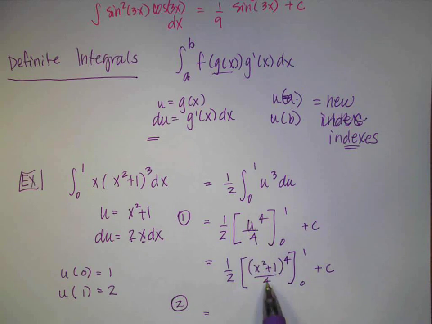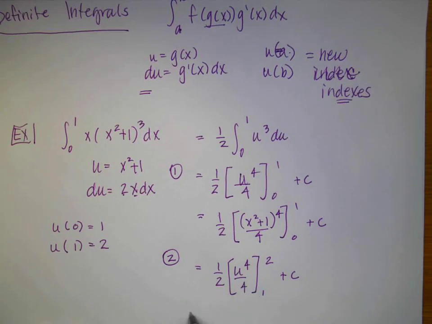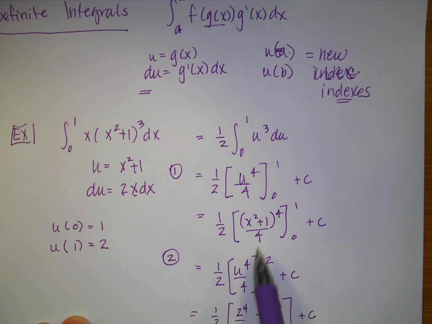The second method would be to change my limits and do it from u. So when I had 1 half u to the fourth over 4, I would integrate from 1 to 2 plus c. Okay? And then I would evaluate. I guess you can't see all of it, so I'm just going to show you this one. Here would be the 1 half, and then I would have 2 to the fourth over 4 minus 1 to the fourth over 4 plus c, and then I would finish that math.